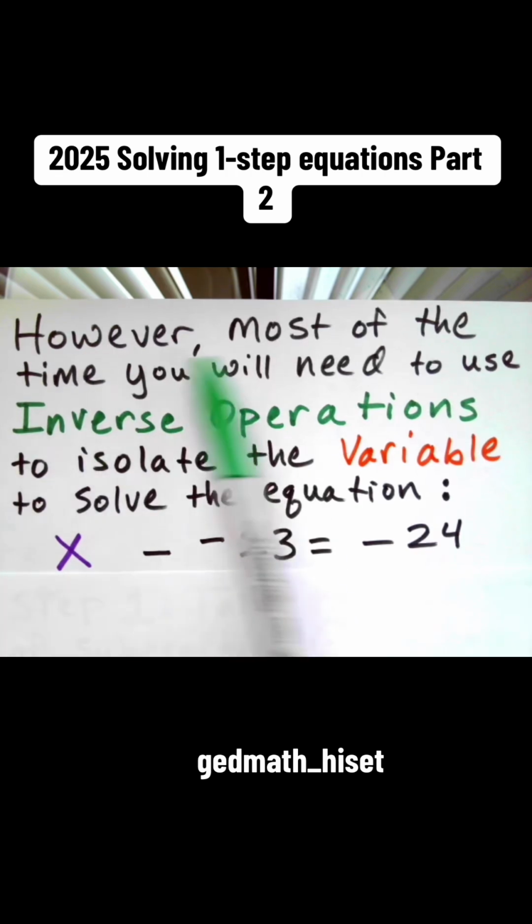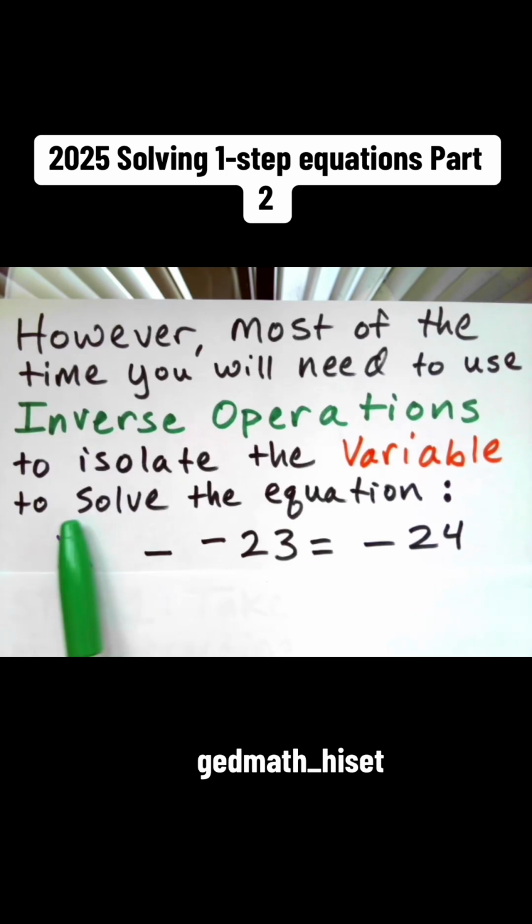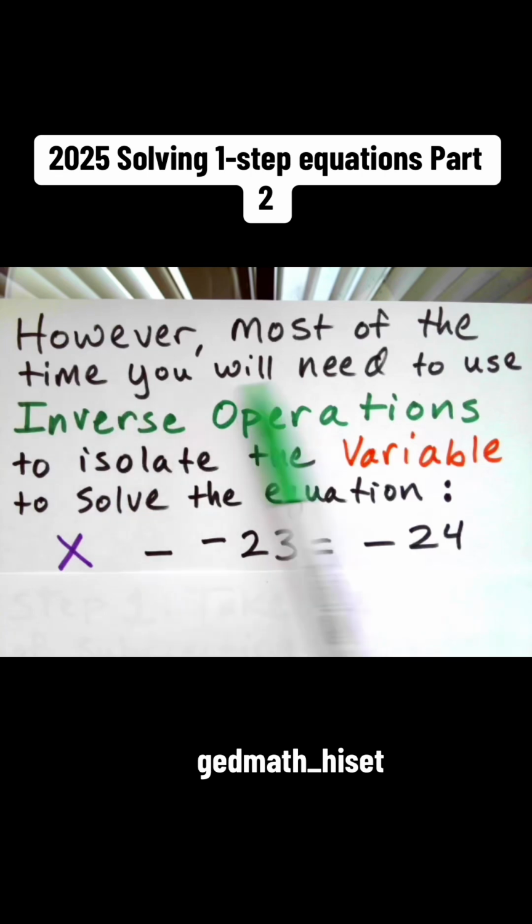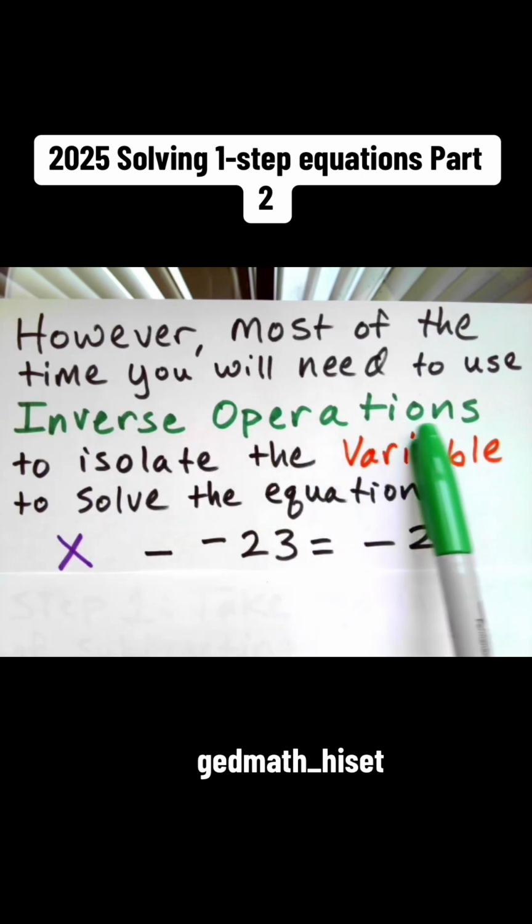In the last video, we talked a little bit about how you could guess and check to see what the value of a variable would be in a one-step equation. But sometimes it gets a little more difficult where you look at that variable and it's a little harder to guess and check. So here, I'm going to go over using the inverse operation. Most of the time, you will be using the inverse operation.